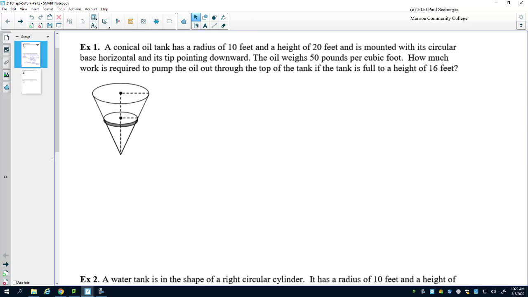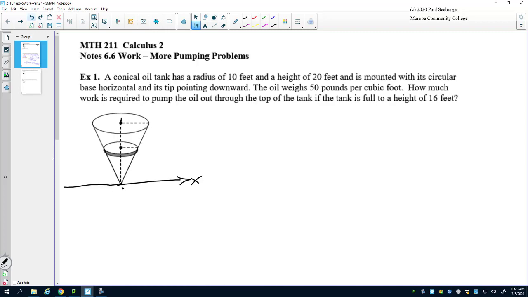So what we want to do first is put in our axes, and we'll assume that the origin is at the bottom of the tank. That makes things easier here. So this will be my x, and this is my y. We know this tank is 20 feet tall, so we might as well put a 20 there. And then the thickness of this thing is our delta y sub i.